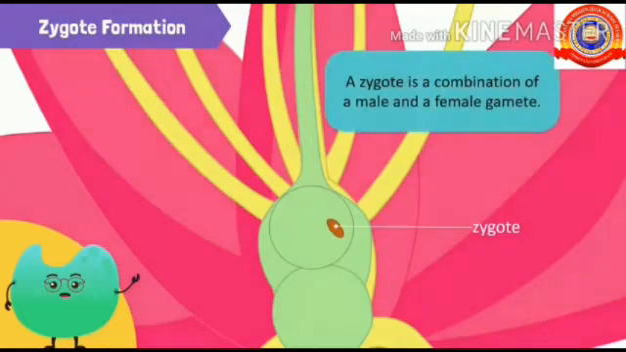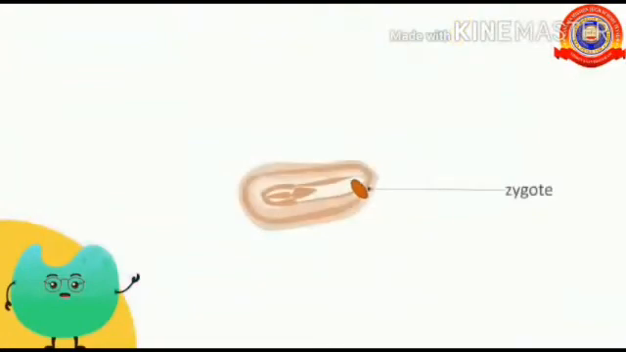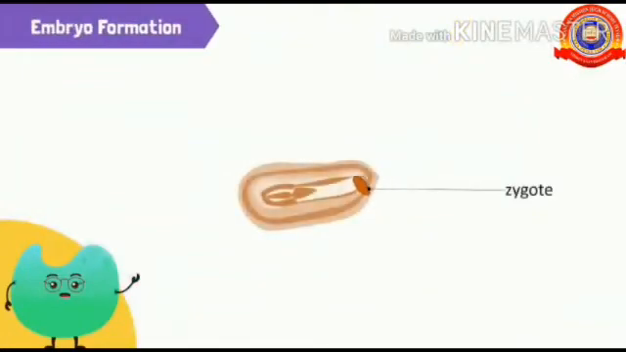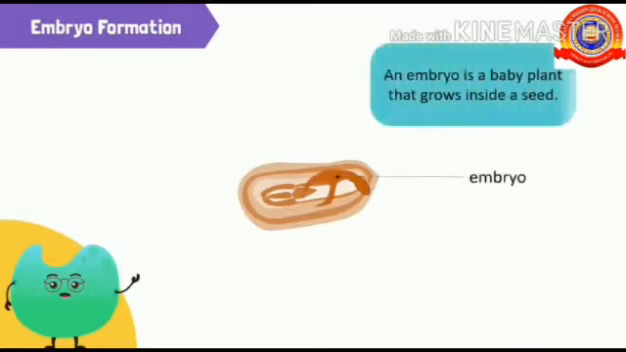A zygote is the combination of a male and a female gamete. The zygote later develops and forms an embryo. An embryo is a baby plant that grows inside a seed.